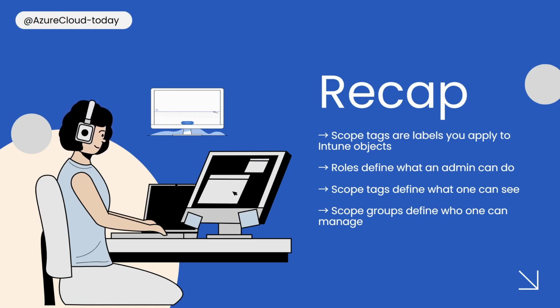Alright, let me quickly recap what we covered. We covered that scope tags are labels you apply to Intune objects, which are devices, policies, profiles, apps, to control which admin can see them. They work hand in hand with RBAC roles, and roles over here define what an admin can do. Scope tags define what they can see, and scope groups define who they can manage. Together, they give you true delegated administration.